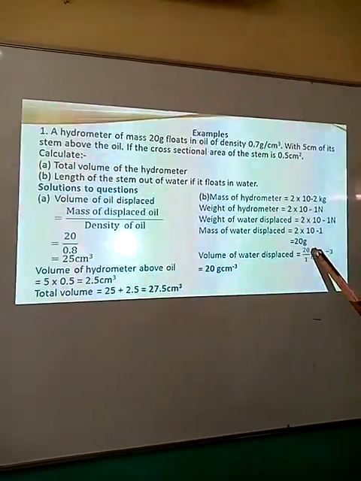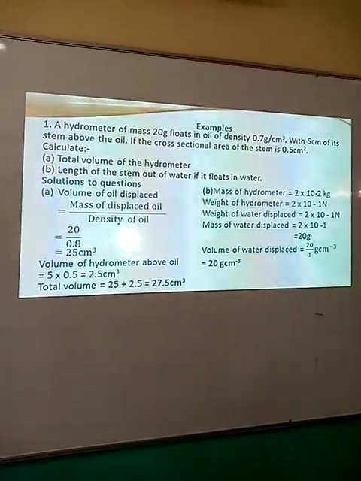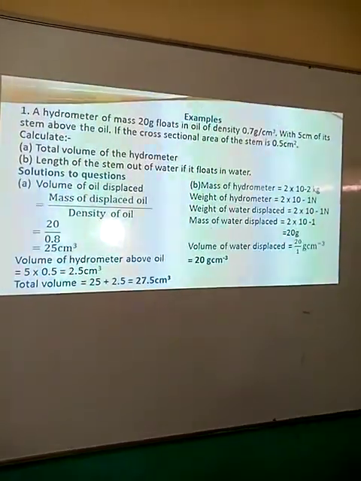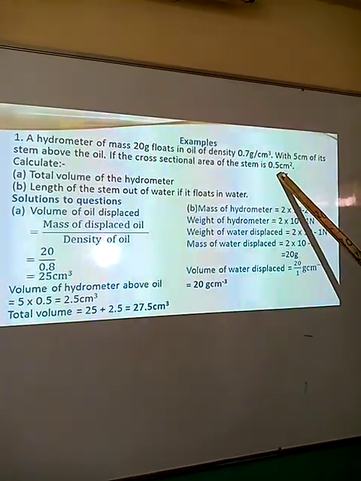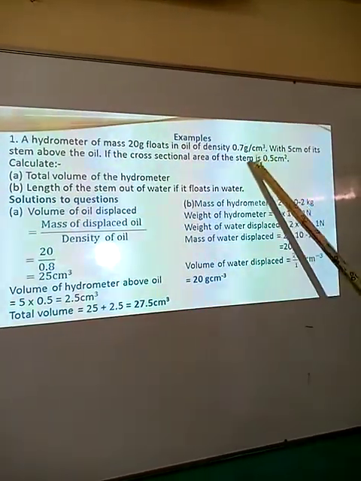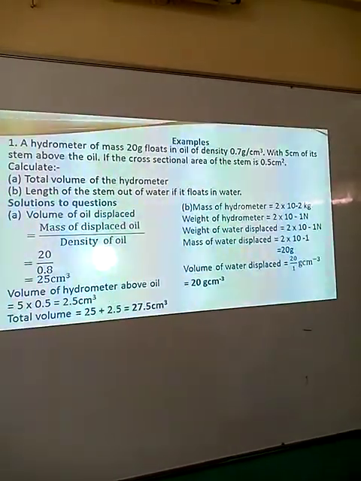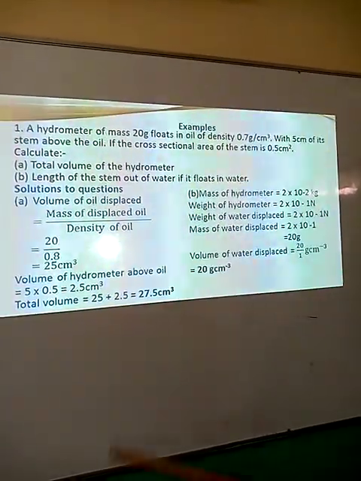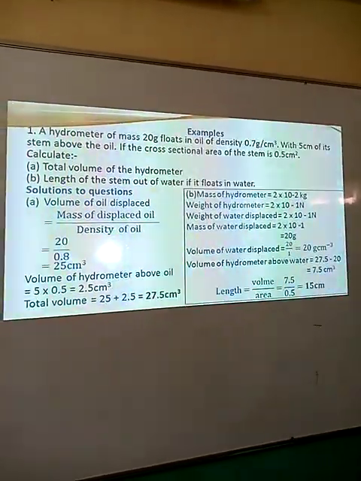So the volume of water displaced will be the mass of water divided by the density. That gives us 20 centimeters cube, not 20 grams per centimeter cube. It is 20 centimeters cube. That will be the volume that will be floating in water. If we want the length, we take the volume and divide by the cross-sectional area. So if we take 20 divided by 0.5, then you get around 4 centimeters, being the one that is outside the water. If it floats in water, you take the volume and divide by the cross-sectional area to get the length. There's also this one, a hydrometer of mass 20 grams floating.